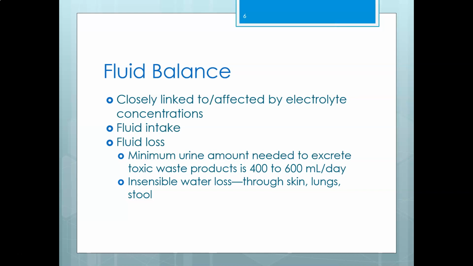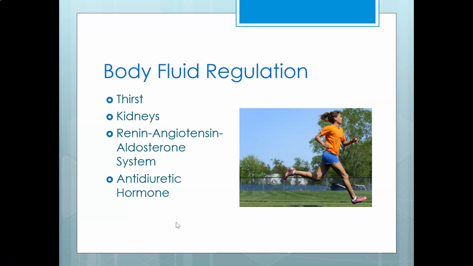Fluid balance is closely linked and related to electrolyte concentrations, fluid intake, and fluid loss. Please remember that something you should have learned in previous classes is that the minimum urine amount needed to excrete toxic waste daily is between 400 and 600 milliliters per day. Insensible water loss is through the skin, lungs, and stool. And these are the ways that our body regulates our fluid balance. Again, these are just reviews.